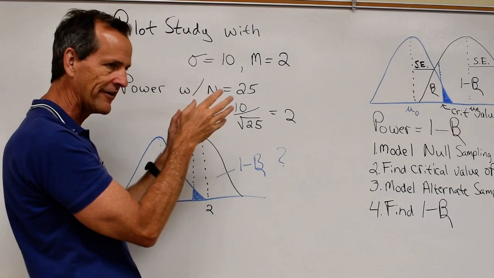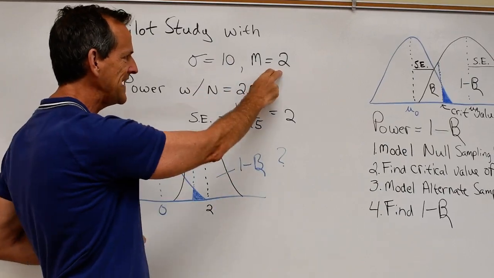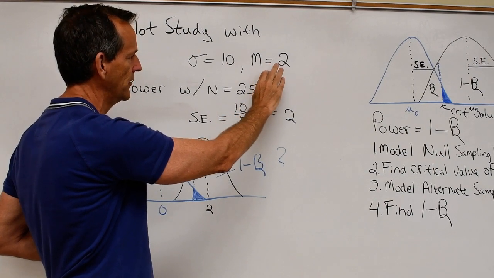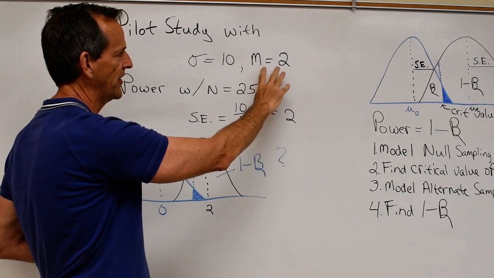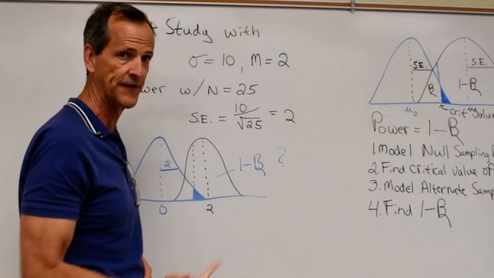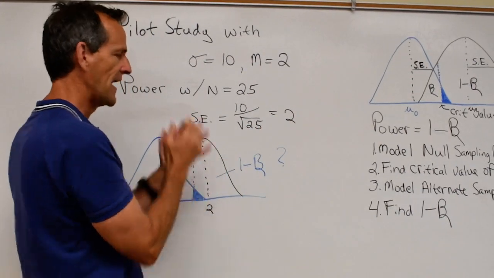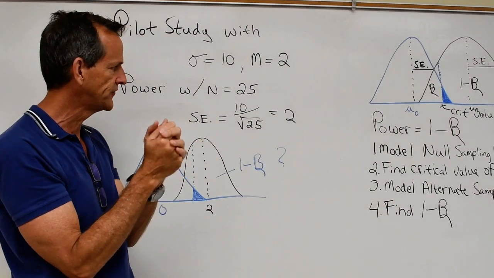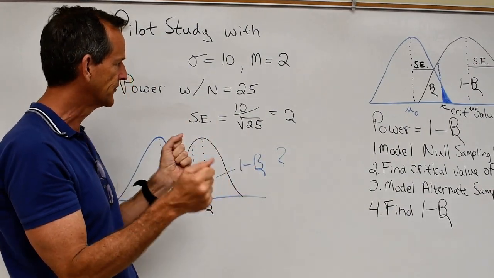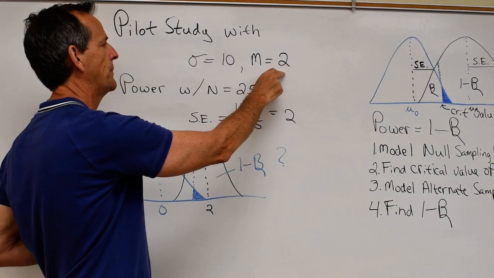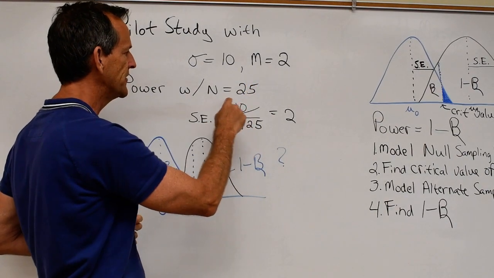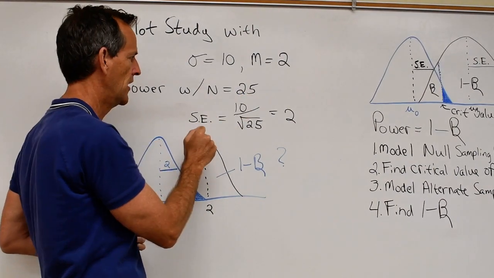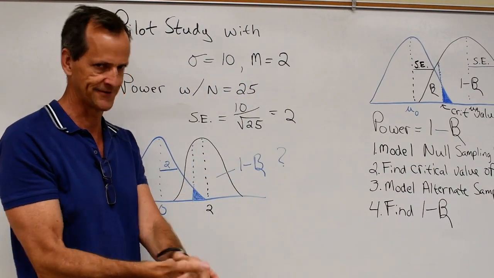Now, based on this pilot study we did, we think the mean is about 2. And what we want to be able to do is show that this is different from 0. Okay. So now we're going to tell somebody, give me money, I want to do an experiment. This is what I think. I think the mean is about 2. I'm going to try and do this with 25 data points. And you should give me money. That's sort of what it is.